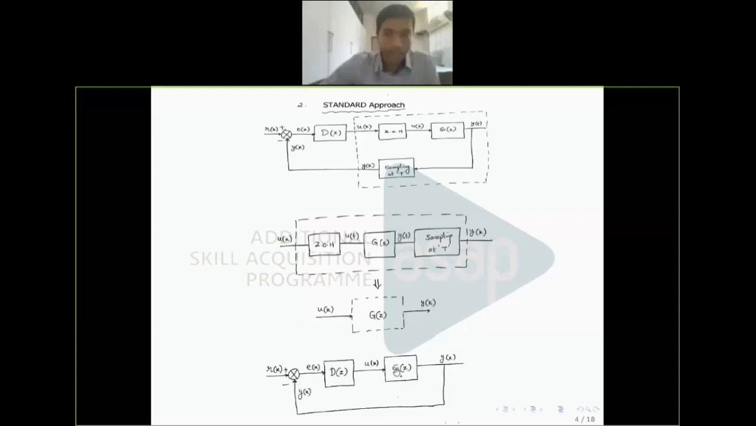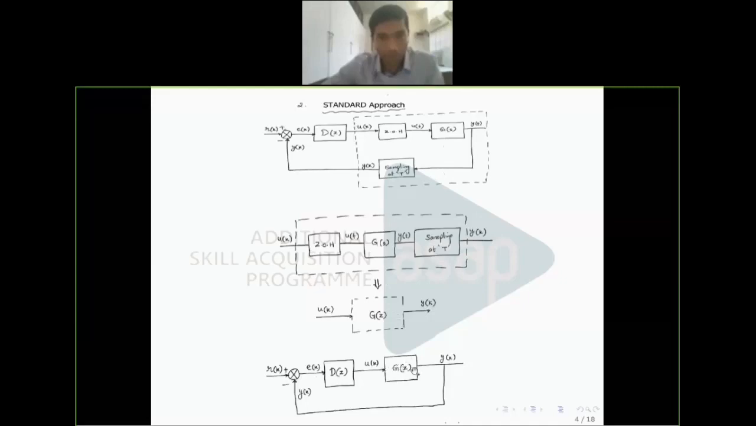What is G of Z? G of Z is basically the discrete equivalent of the continuous time plant, in this case with zero order hold and sampling period capital T. So if you are given the continuous time plant G of S, and you know the device you are using, whether it is zero order hold or first order hold, and what the sampling period is, then if you know these three, you can find an equivalent discrete system. So you are basically discretizing the system and obtaining G of Z.